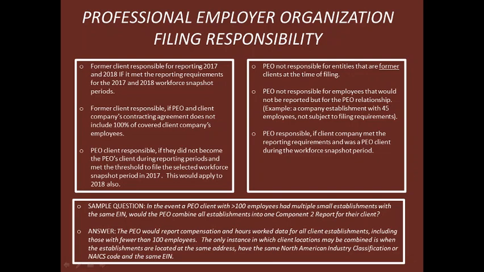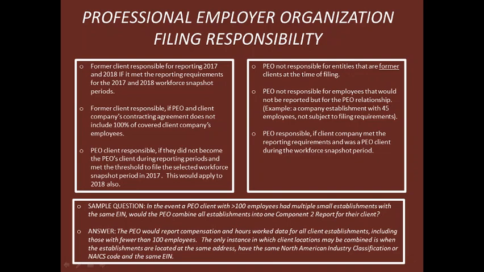Let's spend a few minutes to discuss how professional employer organizations, or PEOs, handle Component 2 reporting. In the case where a PEO had a former client that terminated its relationship, the former client company is responsible for reporting Component 2 data for 2018 and for 2017 if it met the reporting requirements for the 2018 and 2017 workforce snapshot periods. A PEO is not responsible for filing Component 2 data of entities that are former clients at the time of the filing.